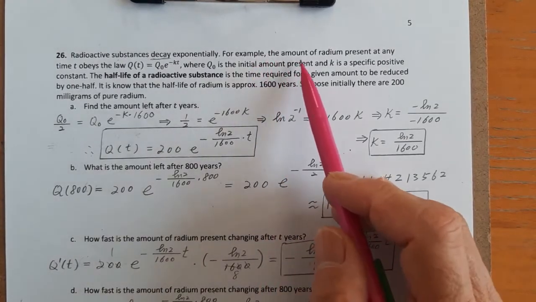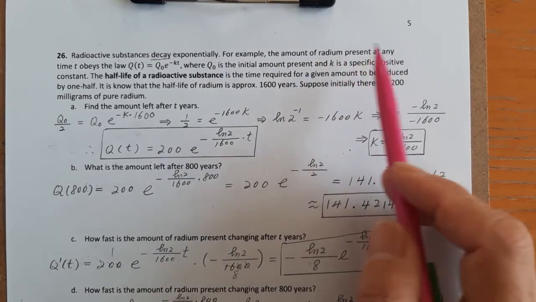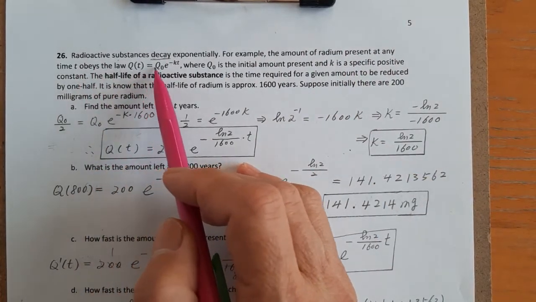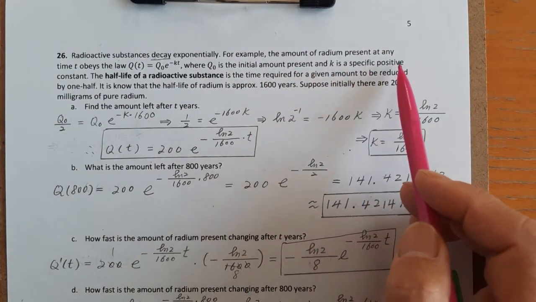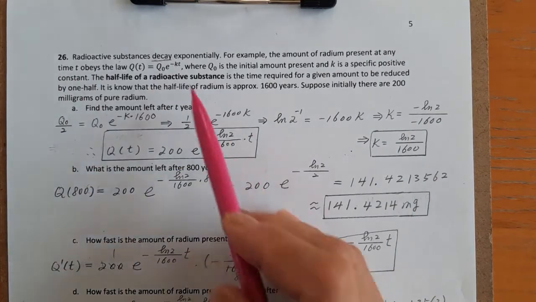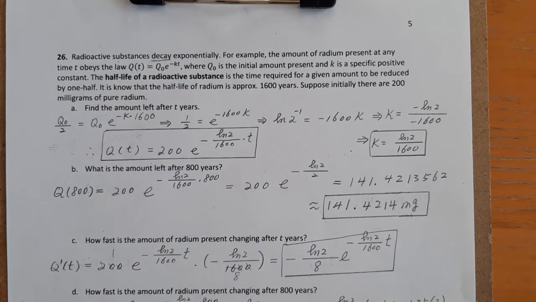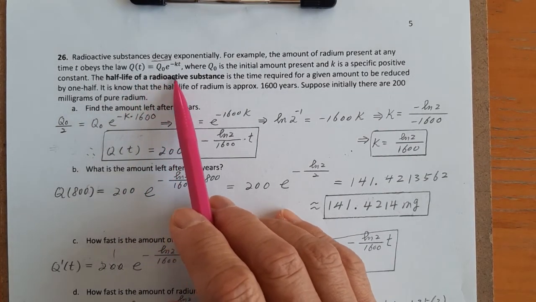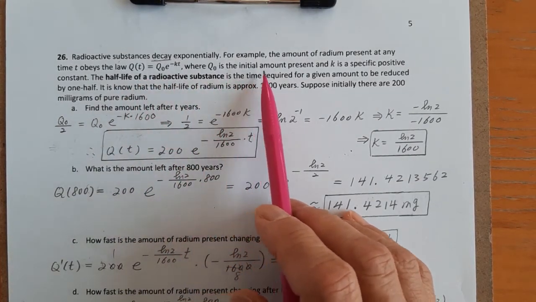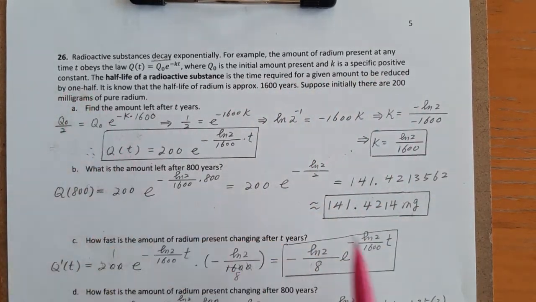For example, the amount of radium present at any time t obeys the law Q0 e to the power negative kt, where Q0 is the initial amount present, and k is a specific positive constant. That becomes decay, a decreasing function. The half-life of a radioactive substance is the time required for a given amount to be reduced to 1/2.